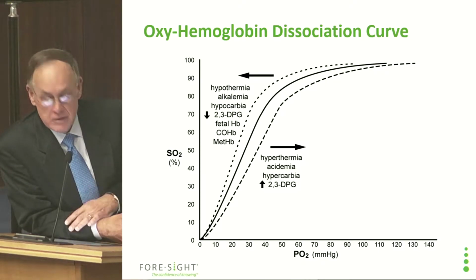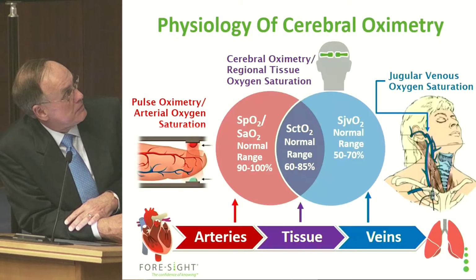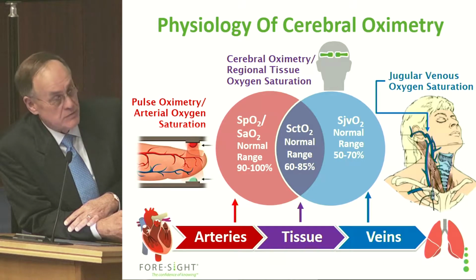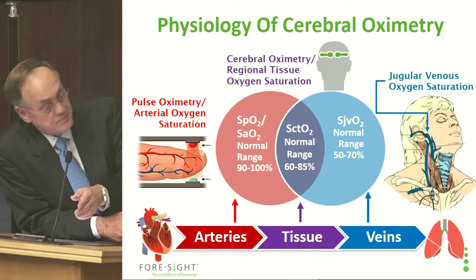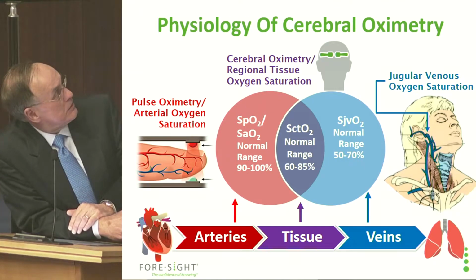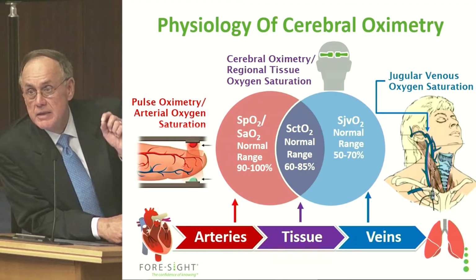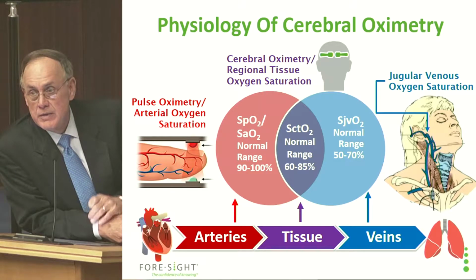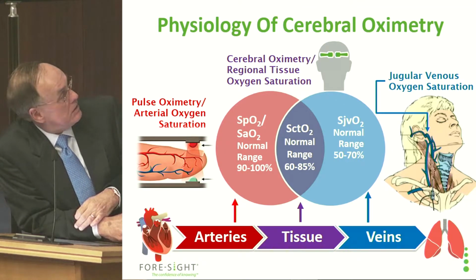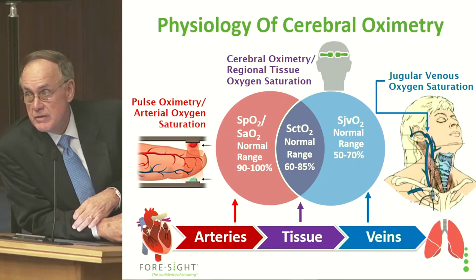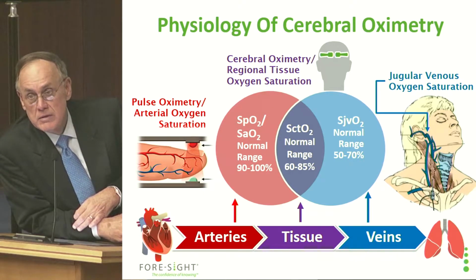Now, what does the monitor actually look at? Well, this is the actual physiology of cerebral oximetry. You're all familiar with pulse oximetry, the sensors that go on the fingers. And pulse oximetry, although it uses the same principles of physics and light absorption, only provides information on the arterial saturation of the blood. A normal value for arterial saturation would be 90 to 100.